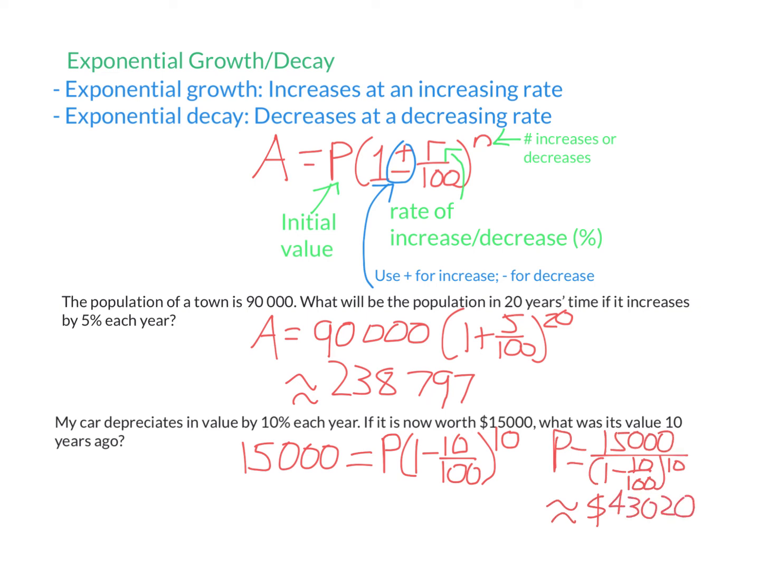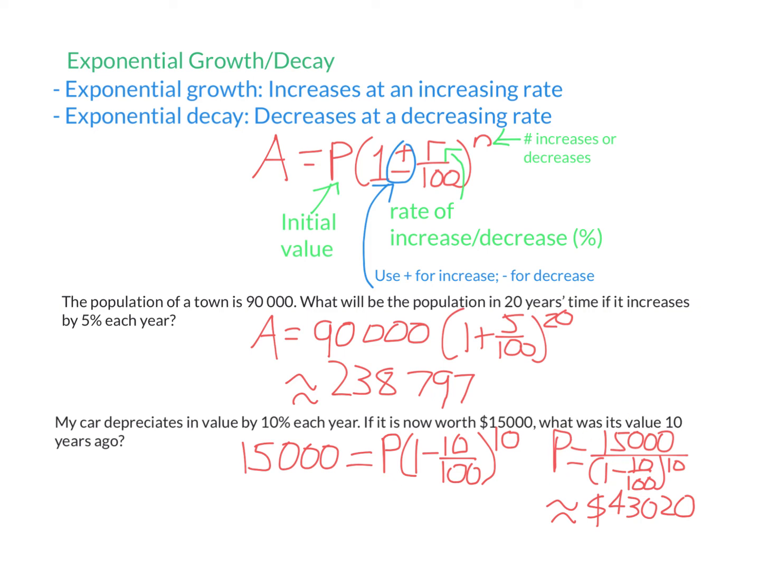So putting this in our calculator, we get about $43,020. So that means the car started at this and we took 10% of this value away for 10 years. It's ended up at $15,000. So when you want to find the value of something or the amount of a quantity in the future, you times. When you want to find the original amount, you divide.